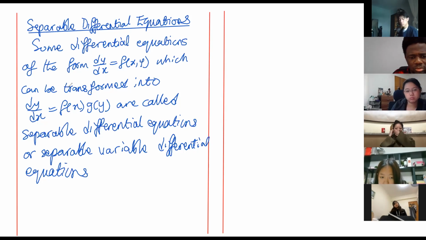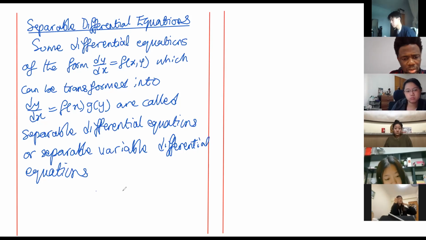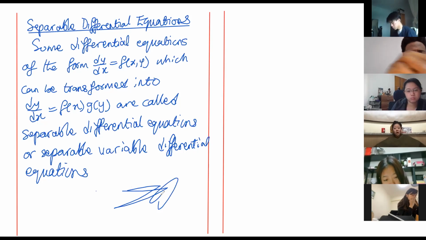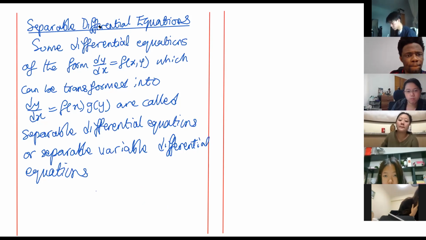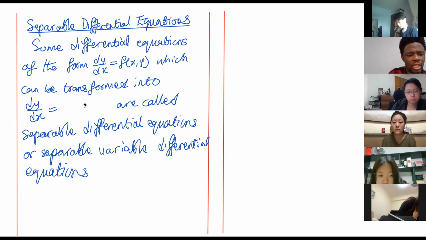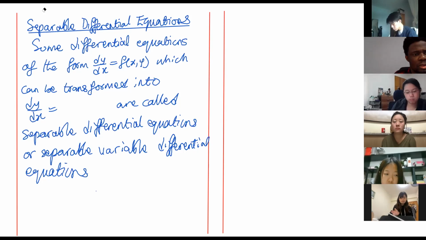What's wrong? What's wrong with my pen? I was struggling with my pen. I don't know what's happening. So maybe we can call this G and H instead of X and Y. I have no idea what is happening to my pen.